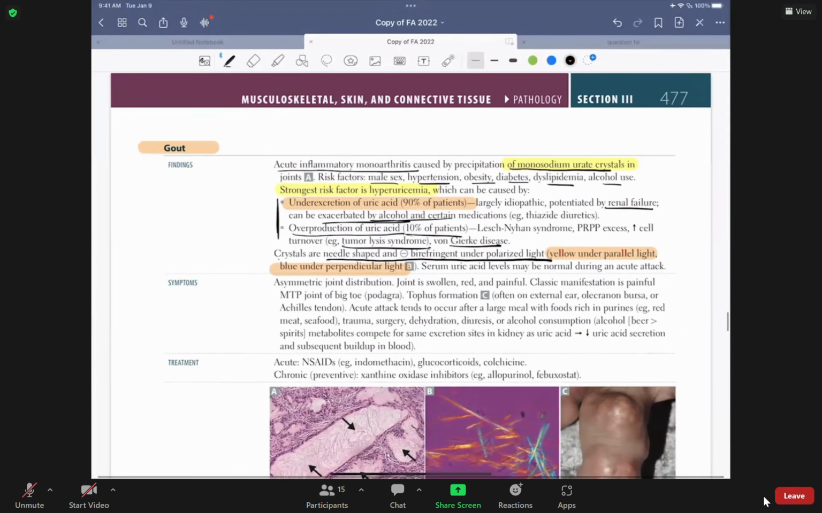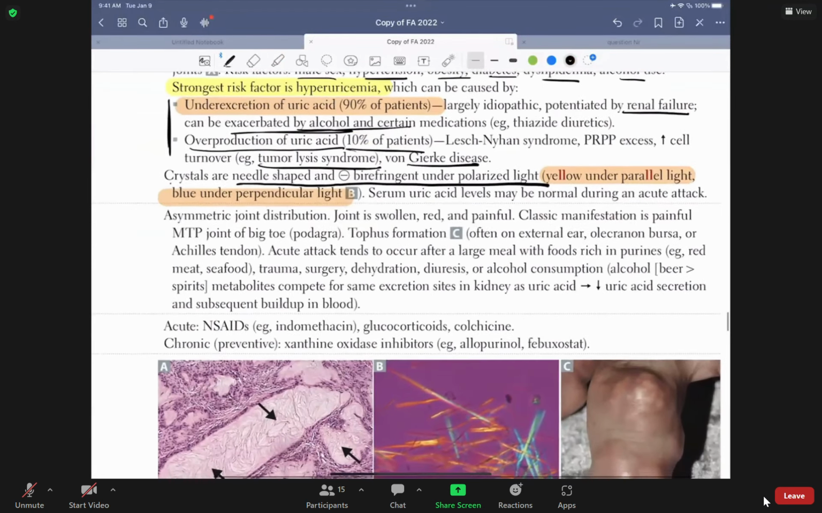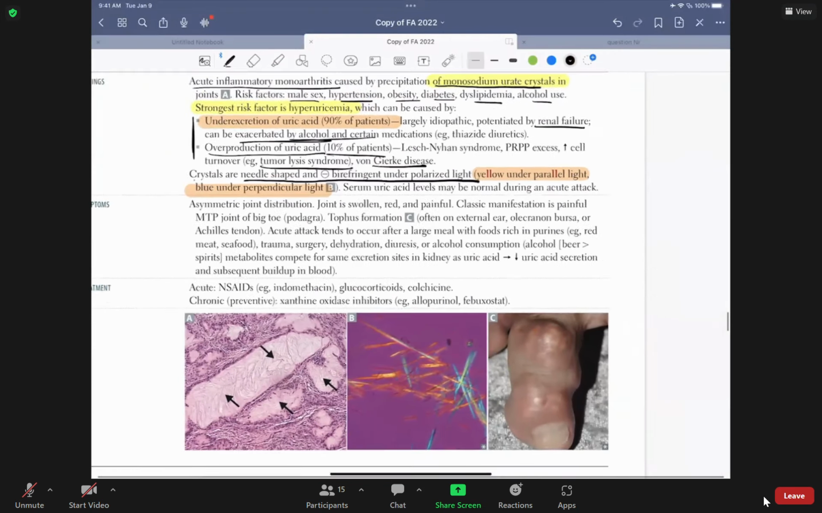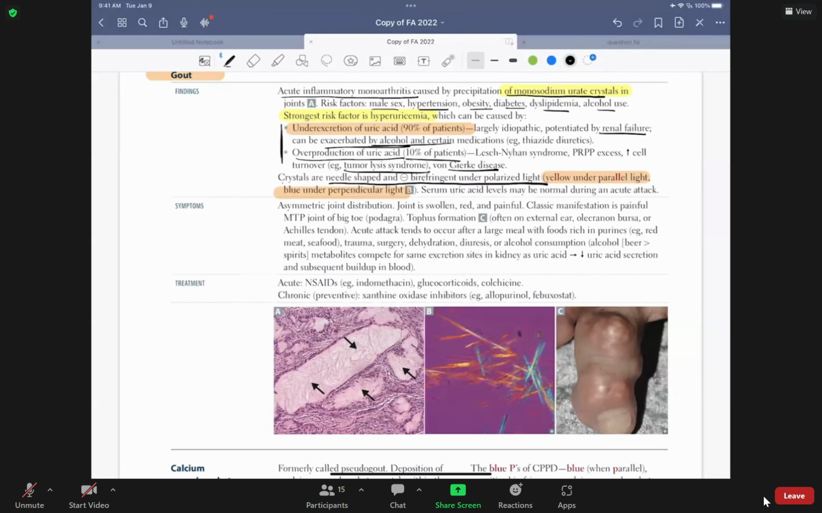Now let's take a look at the symptoms of gout. Now it is asymmetric joint distribution. They have a joint that is swollen, red and painful. Classic manifestation is painful MTP joint, which is your big toe, we call podagra, folks, okay? And they also have this, look at this option, picture C here, it's called tophus formation, folks. These are accumulations of uric acid underneath the skin. If you actually cut it, you could see uric acid comes out, folks, okay?